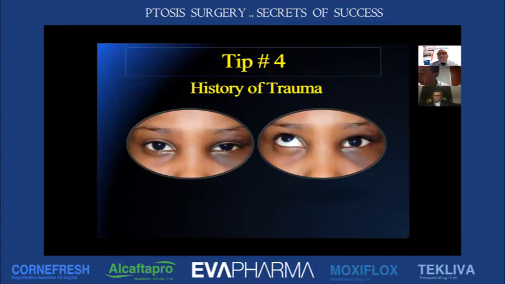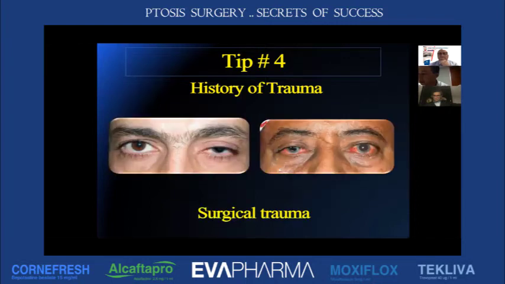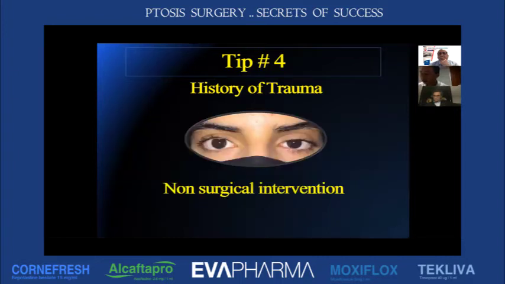Also, history of trauma. Sometimes the trauma is not evident if the patient has a wide blowout fracture. With extraocular motility, you will be able to identify it, and you have to ask exactly about the trauma, especially in the pediatric age group. Sometimes they have minor trauma, orbital floor fracture, and ptosis. Surgical trauma is also important, either intraocular or extraocular, as well as non-surgical intervention.